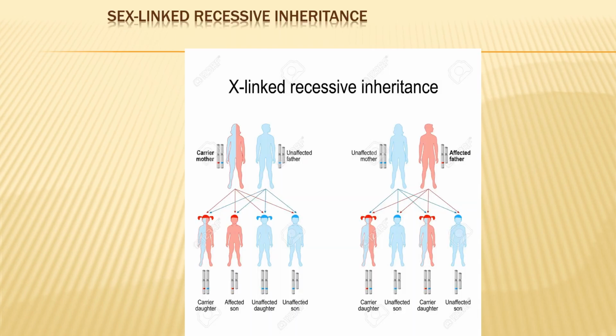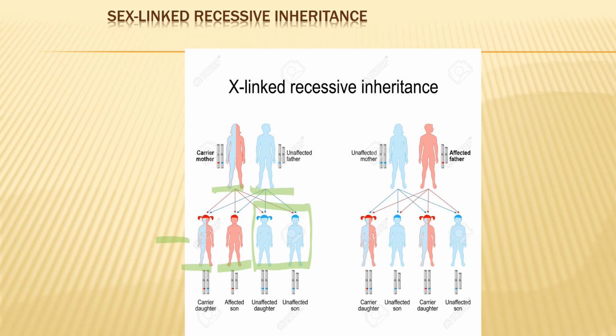So this is just showing that if a mother is a carrier, and this would normally be the case, and the father is not affected, there is a 50% likelihood that you would have normal children, 25% that you would have a carrier girl, and 25% that you would have an affected boy.